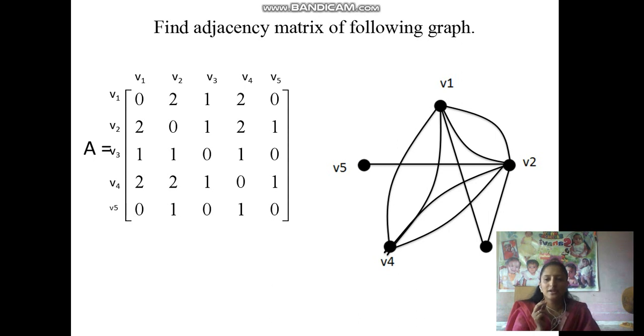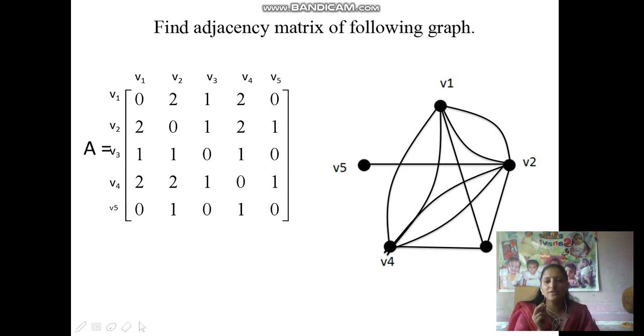Now consider the vertex V3 vertically. There is an edge between V3 and V1. Now there is an edge between V3 and V2. There is an edge between V3 and V4. And there is no edge between V3 and V5.